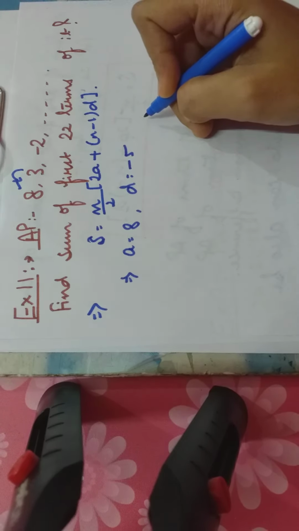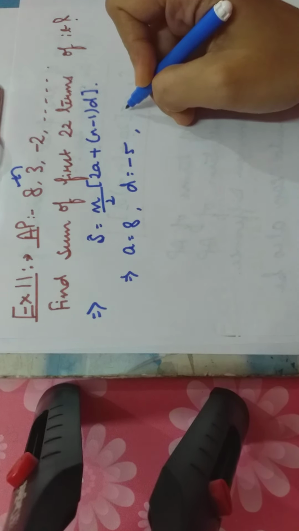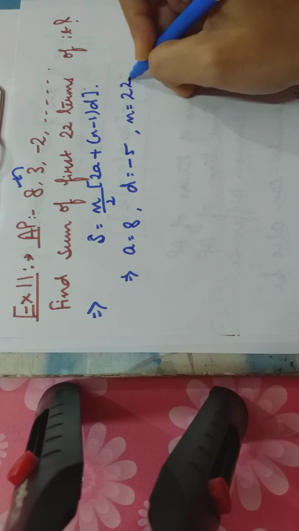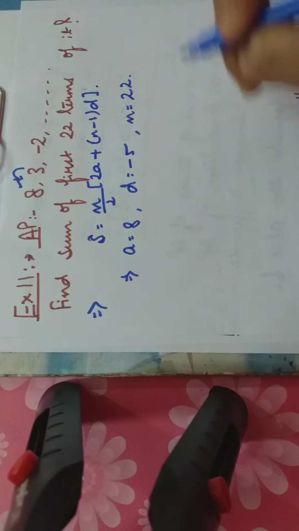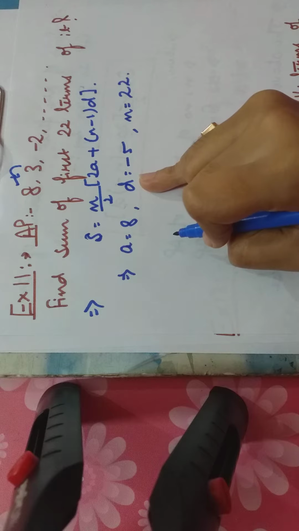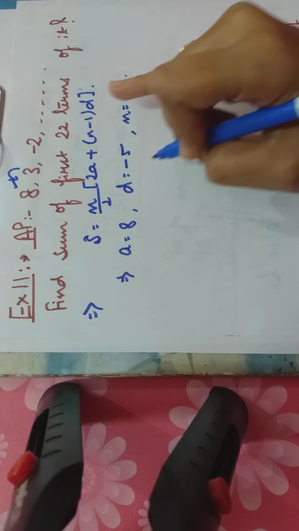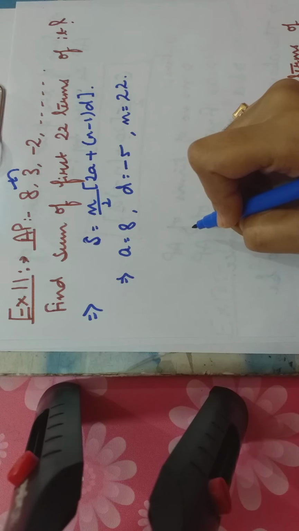Common difference will be minus 5. Since you have to find the sum of the first 22 terms, that means there are a total of 22 terms whose sum you need to find in this series. A is given in the series, D you have already found by subtracting the second term from the first term, that is minus 5, and n, the number of terms, is 22.